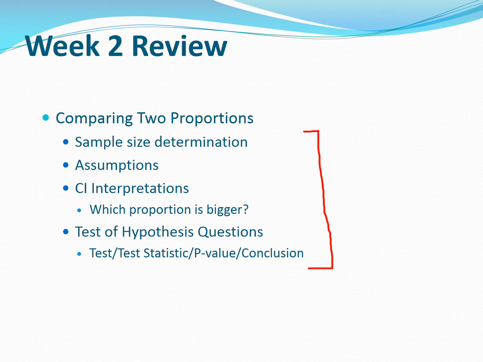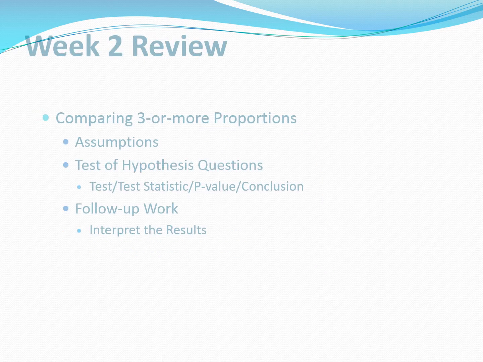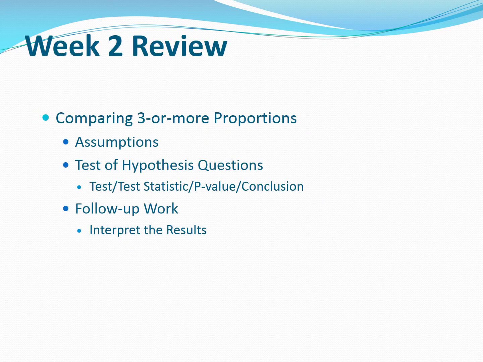That's really it. Confidence interval interpretation says negative and positive signs come back again. It's exactly the same as what I just finished talking about comparing two means. And then the test hypothesis. 3 or more means leads us to 3 or more proportions. Very similar stuff. Assumptions, test hypothesis, follow-up work.